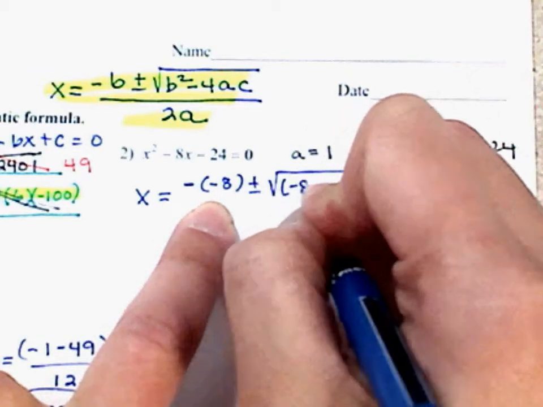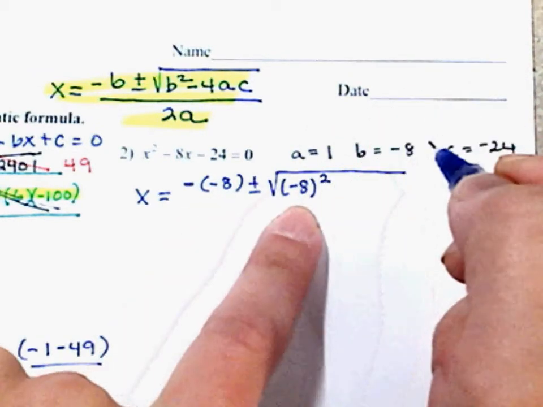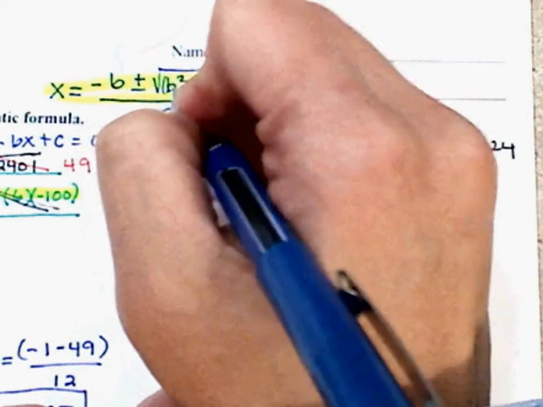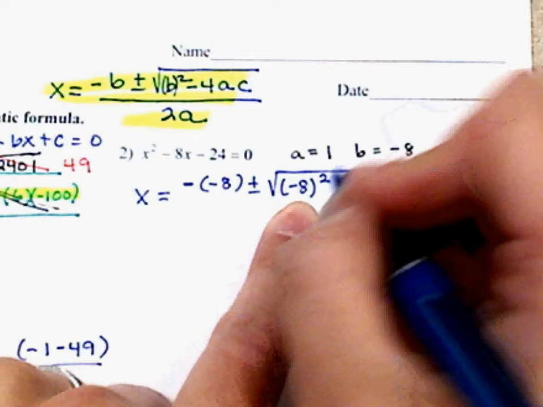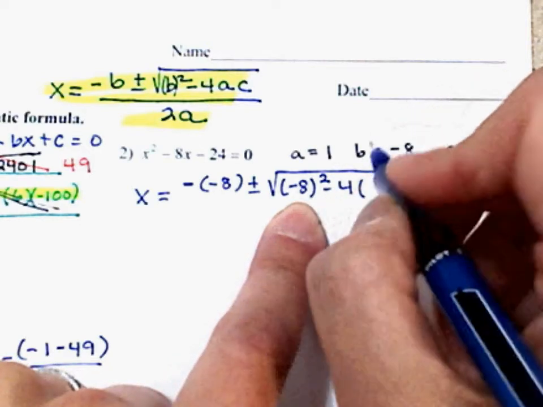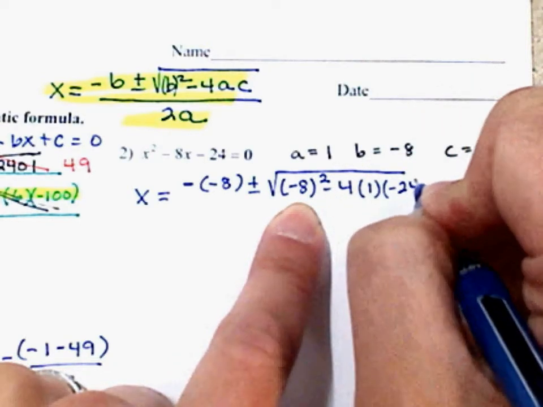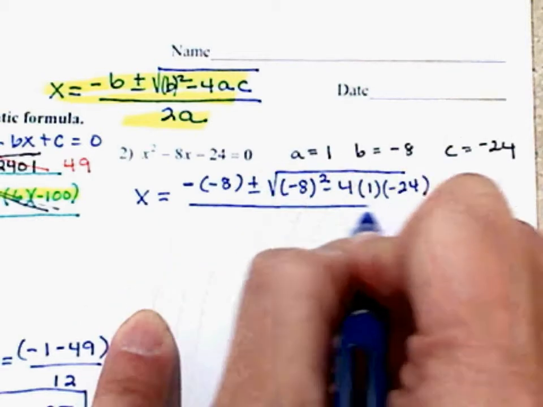-8 squared. Please learn to put parentheses around this one. I like to put parentheses around that. I think it helps a lot. So -b squared minus 4 times your A times your C, all of it over 2 times A.